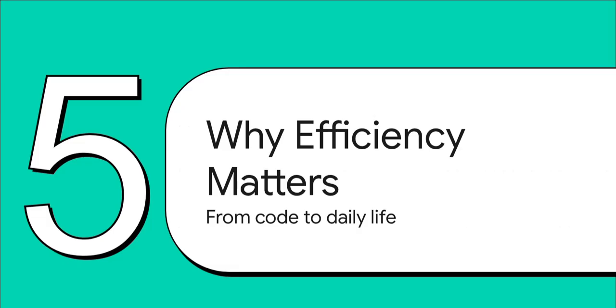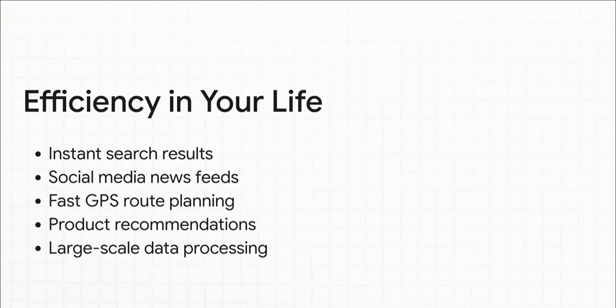So let's bring this all home. Why does any of this efficiency stuff actually matter? Well, it's because this isn't just some abstract theory. This thinking is what powers your daily life. Think about it. Every time you type something into a search engine and get results back from billions of pages instantly, or you scroll your social media feed and it just knows what to show you, or your GPS finds the fastest route avoiding traffic, you are personally benefiting from incredibly efficient algorithms. These things simply would not be possible without them.